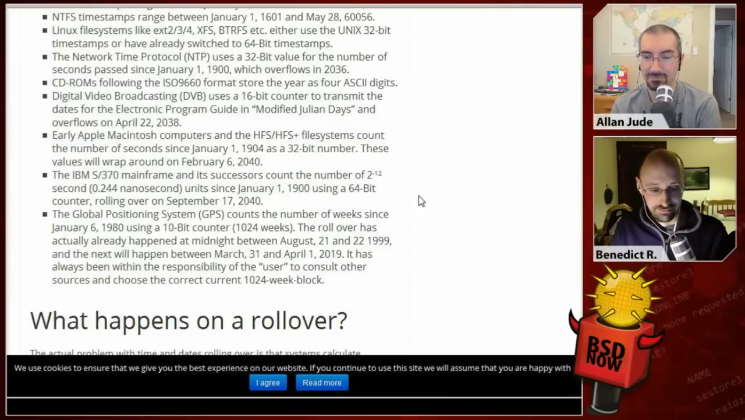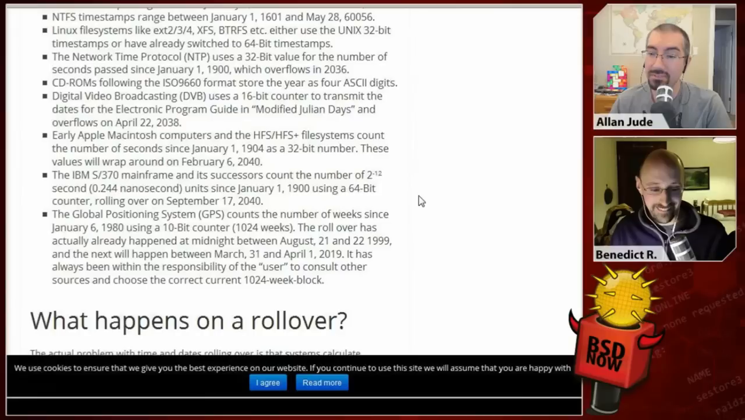The IBM System 370 mainframe and its successors count the number of 2 to the negative 12 seconds, or 0.244 nanoseconds, units since January 1st, 1900, using a 64-bit counter. So that will actually end up rolling over in September of 2040. So they used a really big 64-bit value, but they count every 0.244 nanoseconds. So the counter goes up really fast.